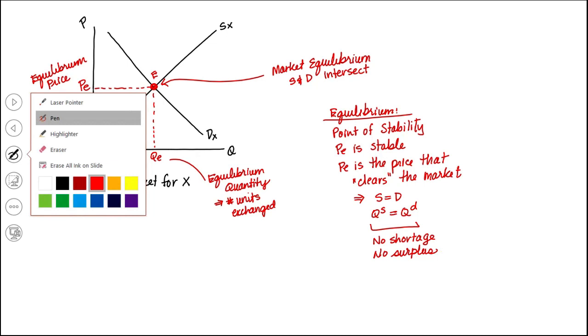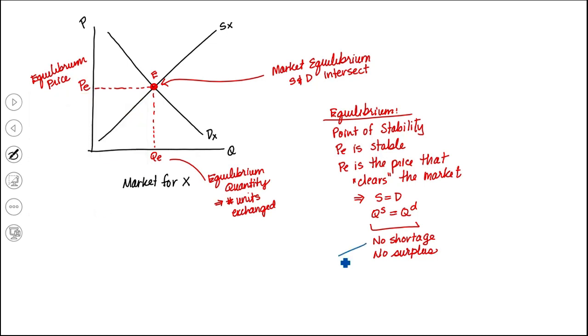So let's think about that for a second. If we're looking in a market and we see that there's a shortage, what's the market going to do to price? When we have a shortage, what does price do? Price goes up, right?